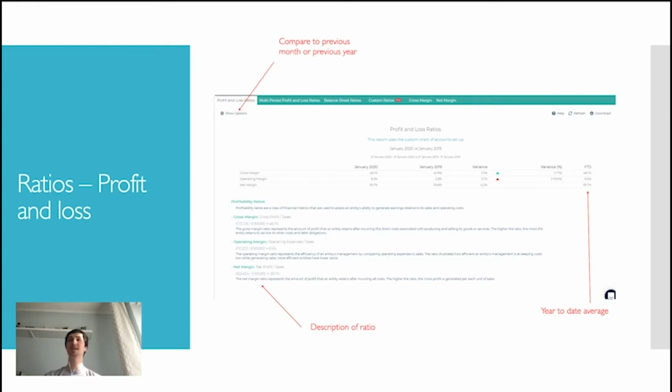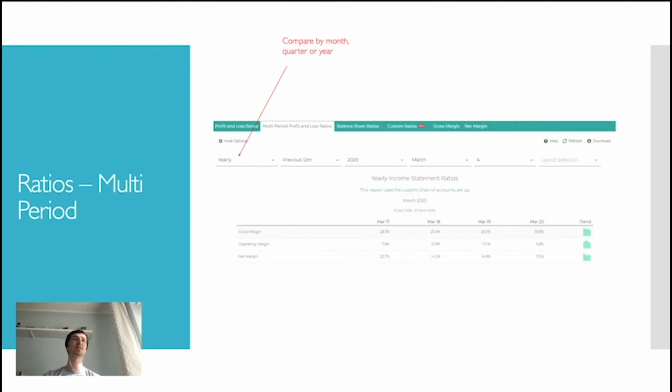Now the second tab here, the multi-period profit and loss ratios, shows the same thing effectively, but you can do it over multiple periods such as 12 months in a row or 1 month spread over 4 or 5 years to see trends and pick out any points in particular.